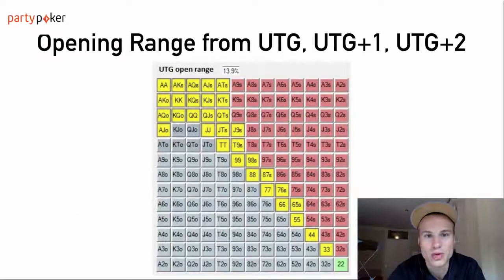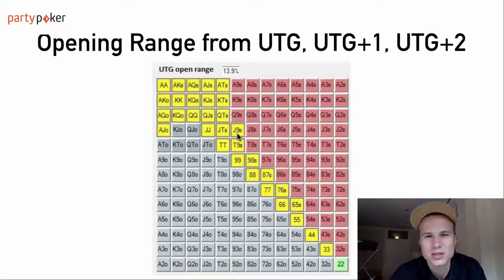Now, let's look at which range we recommend to open from early positions, meaning under the gun +1, and under the gun +2. The value hands we open are aces down to pocket threes, ace-king offsuit down to ace-jack offsuit, ace-king suited to ace-10 suited, king-queen suited down to king-10 suited, king-queen off, queen-jack off, and queen-jack suited and queen-10 suited.